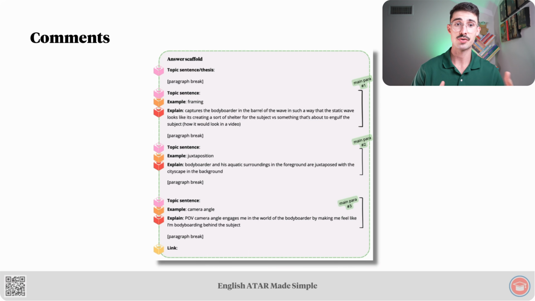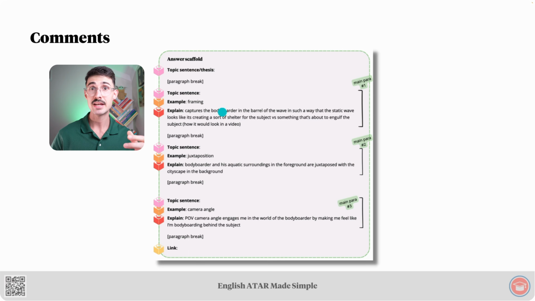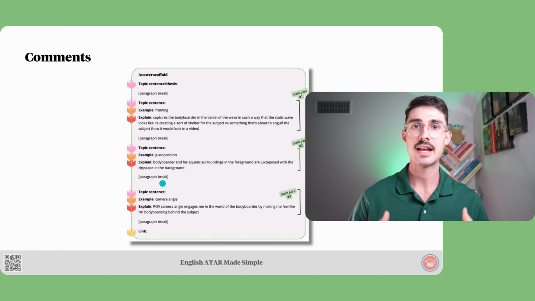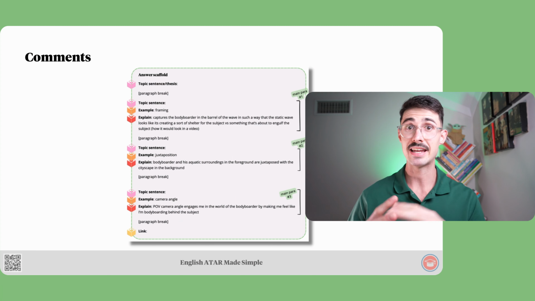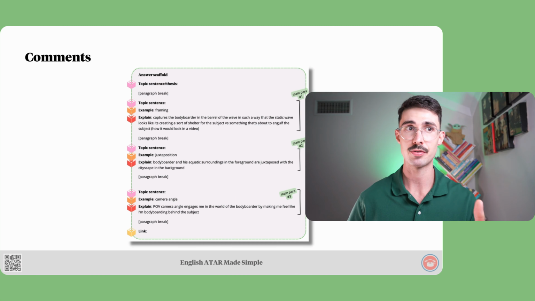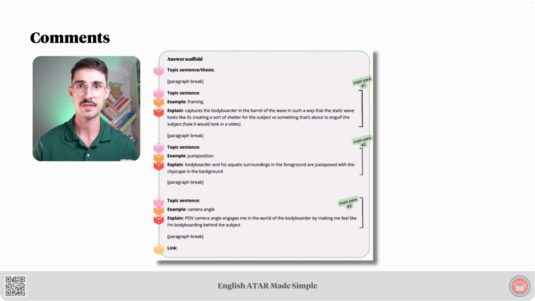To explain this a little bit further, I'm saying that framing individually immerses me, engages me in the world of the bodyboarder. I'm saying that juxtaposition individually engages me in the world of the bodyboarder. And I'm saying that camera angle also individually engages me in the world of the bodyboarder. If only all 3 of these features engaged me in the world of the bodyboarder together, then I would discuss all 3 in the same body paragraph. But because they're all having that individual effect, I can create several mini paragraphs, 1 feature per paragraph. Hopefully you're picking up what I'm putting down.